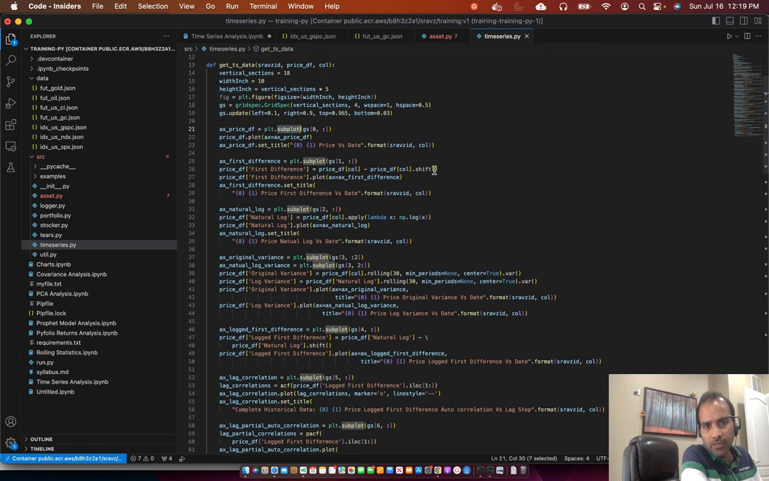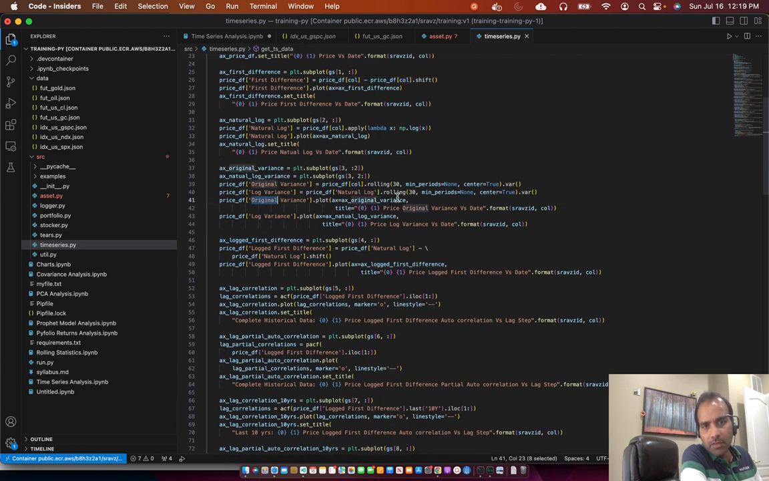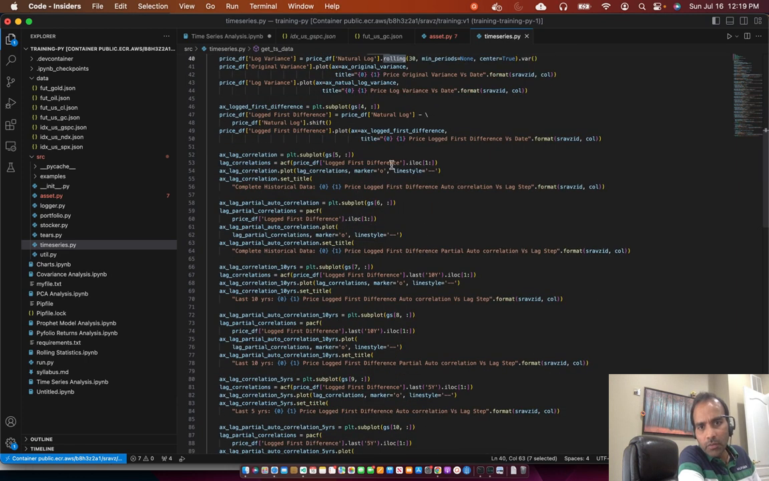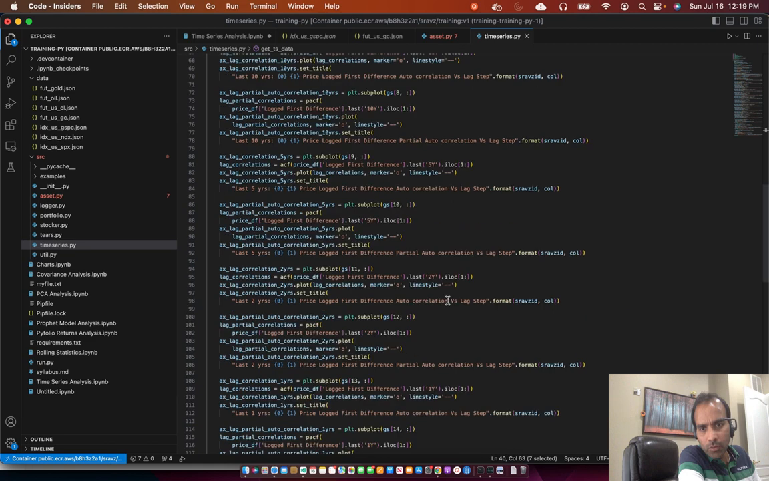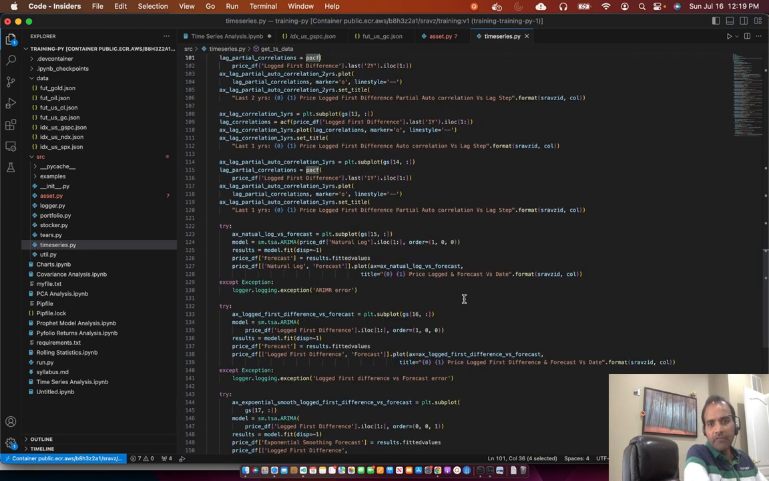This is self-explanatory, where it's all based on pandas. We did the first difference by taking the difference like this. And we did the natural log, a rolling natural log over 30 days. Similarly, we did autocorrelation and partial autocorrelation using these functions from statsmodels. The rest of the code is self-explanatory.